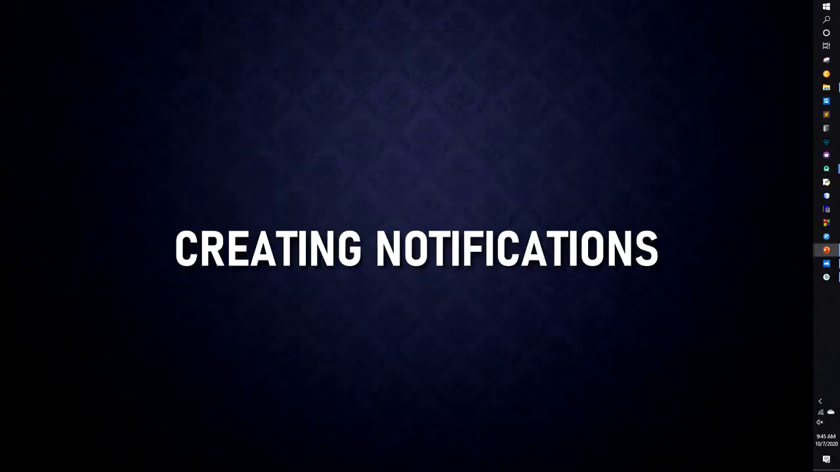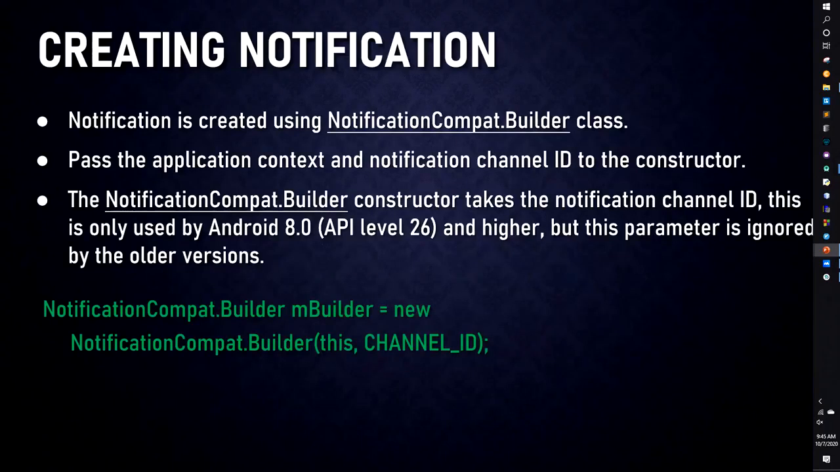Okay, once we are done creating the channel for our notification, we can easily create the notification. We use the NotificationCompat.Builder class to specify different details about our notification. Like we may have an ID for our specific channel, we can specify the title, we can specify an image as an icon for our notification, and we can specify the description detail. So all this will be listed using this NotificationCompat.Builder class.